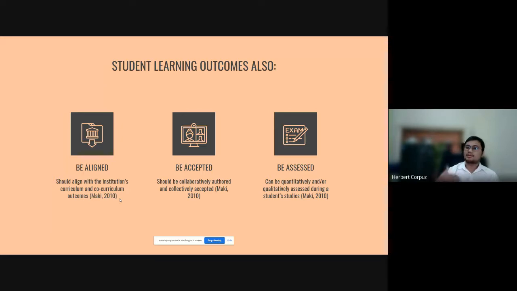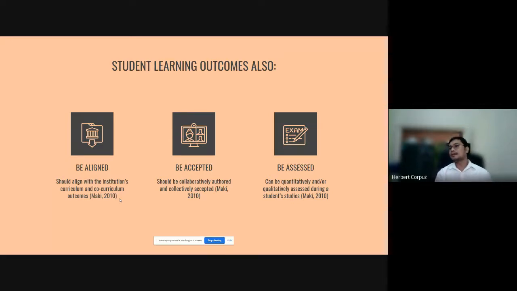Then after the program learning outcomes, we also have the intended learning outcomes. The intended learning outcomes that we are referring to here per course, and even the learning outcomes per topic, these are what we mean by student learning outcomes. Okay? Then we also have, it should be collaboratively authored and collectively accepted.